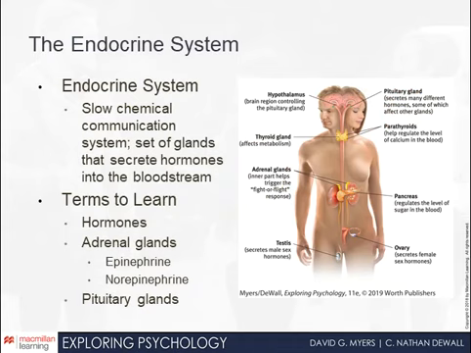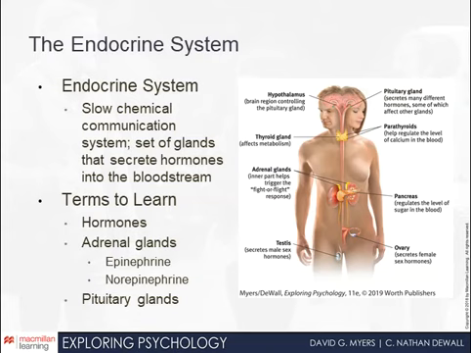Next, we talk about the endocrine system. The endocrine system is the slow chemical communication system. We've talked about the nervous system, which is very, very fast. The nervous system is email and text messaging. The endocrine system is snail mail, post office mail. Put a letter in the mailbox mail. So the slow chemical communication system is a set of glands that secrete hormones into the bloodstream. These hormones are chemically very similar to neurotransmitters that we talked about previously in the neuron section.